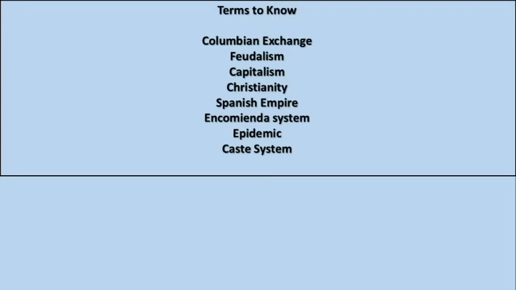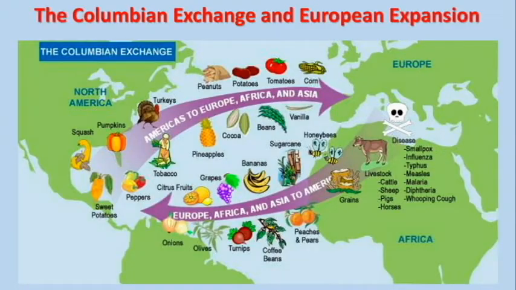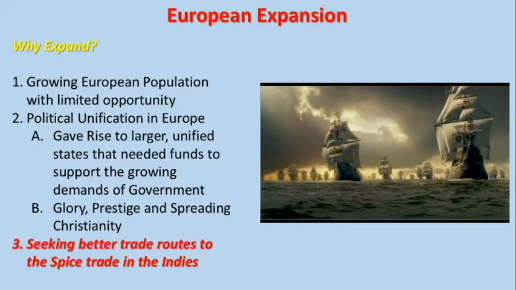All right, today, terms to know: Columbian Exchange, feudalism, capitalism, Christianity, Spanish Empire, encomienda system, the epidemics, and the caste system. Those are what we are going to focus in on today when we talk about the Columbian Exchange and European expansion. Big times, good times here. All right. European expansion first.